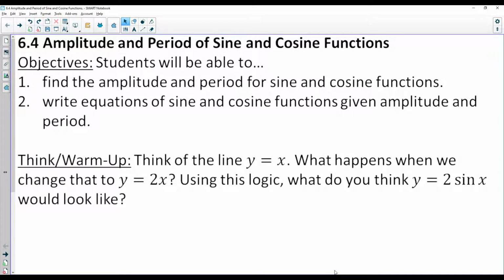Hey guys, welcome back, and today we are going to be taking a look at 6.4, which is amplitude and period of sine and cosine functions.